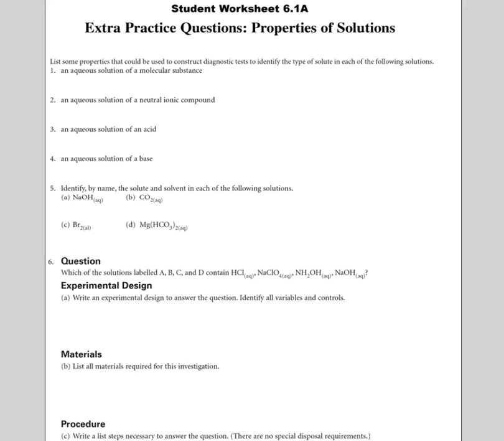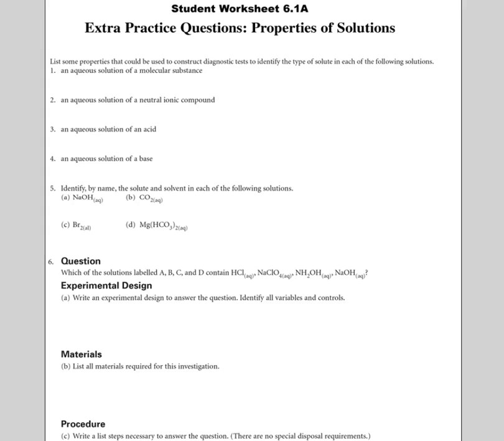We can also use that concept map to fill in some diagnostic tests that could be done to identify the type of solute. So in this worksheet, for the first four, you should be able to use the concept map directly to identify the diagnostic tests that would involve litmus paper or conductivity. And just to remind you that in the case of conductivity, we can use a conductivity meter, which just measures electrical current in a solution.